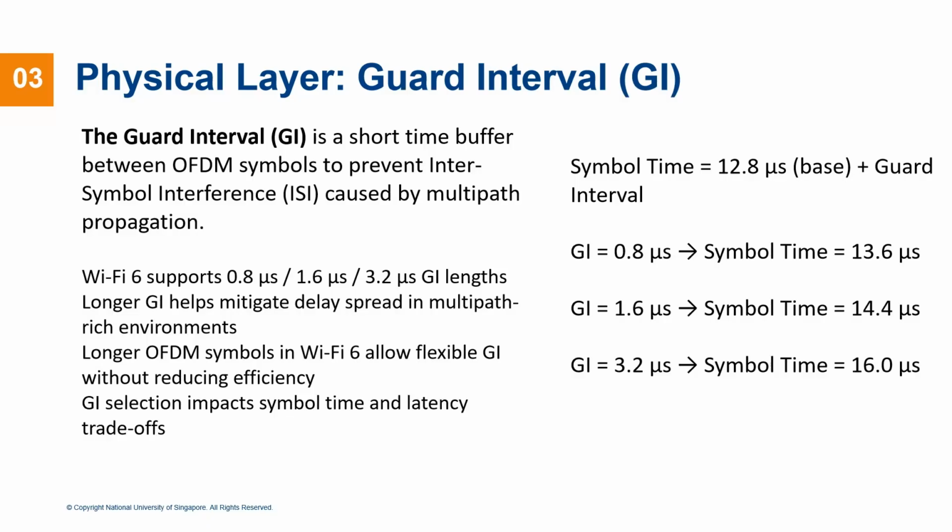And then the last one is the guard interval. It is a short time buffer between OFDM symbols to prevent inter-symbol interference caused by multipath propagation. It supports 3 different lengths of guard interval: 0.8 µs, 1.6 µs, and 3.2 µs. The guard interval serves to prevent ISI, and longer guard intervals help to cope with propagation environments with large delay spread, as longer OFDM symbols allow the length of the guard interval to be increased without sacrificing spectral efficiency. This will also influence different symbol times, which can be adapted to diverse needs.